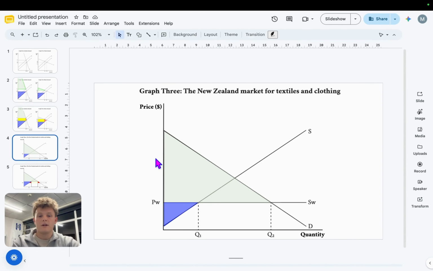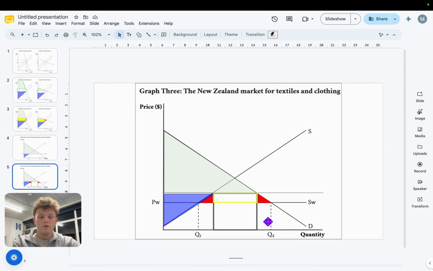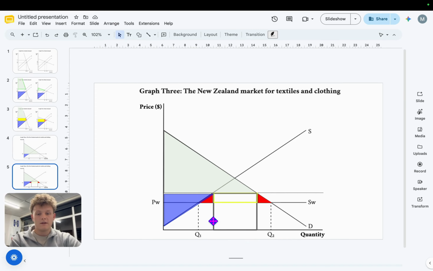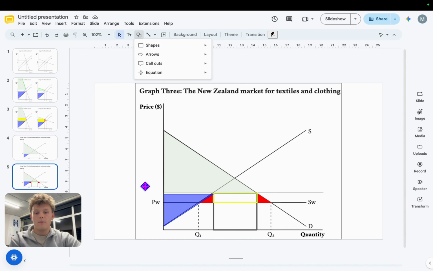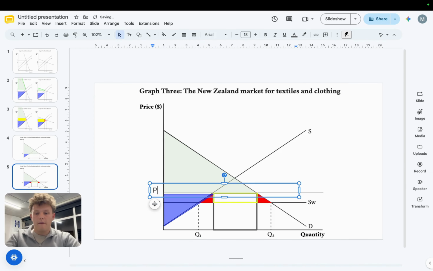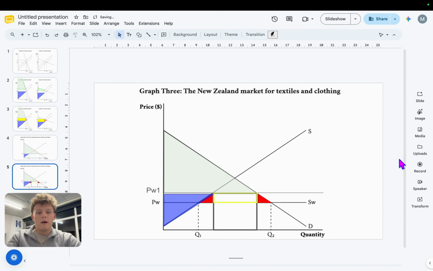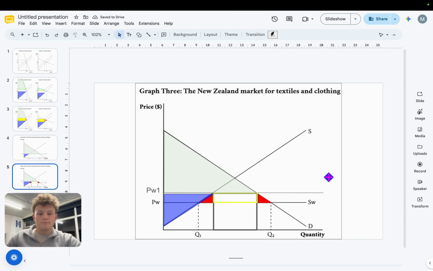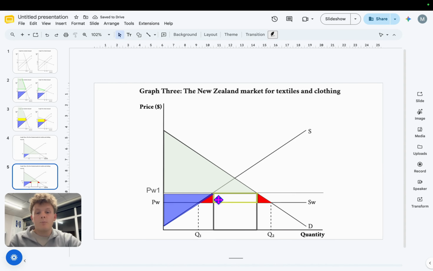So I've already done it here. This is our original consumer surplus in green, producer surplus in blue, and then after there's our change. So our new QD is this line here, our new QS is this line here, and our new price here at PW1.